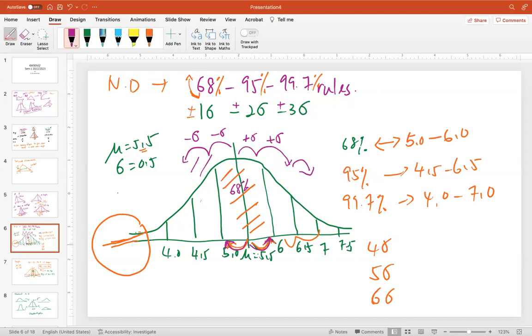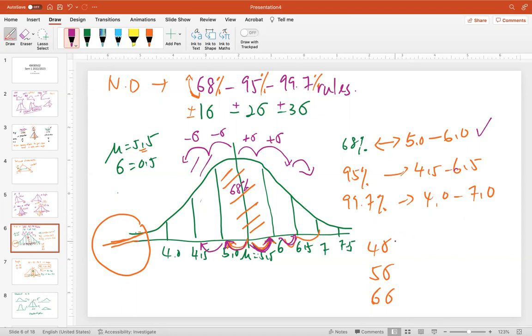So it's between 5 to 6. For 95%, like I mentioned to you, plus 1, plus 0.5, plus another 0.5, because one standard deviation, another standard deviation. So it's 6.5. This one, the same thing. Therefore it's 4.5 to 6.5. Whereas for 3 standard deviations, it's between 4 to 7. You can try this out.